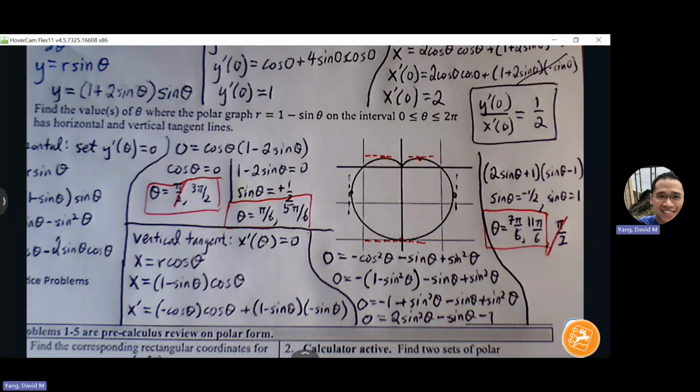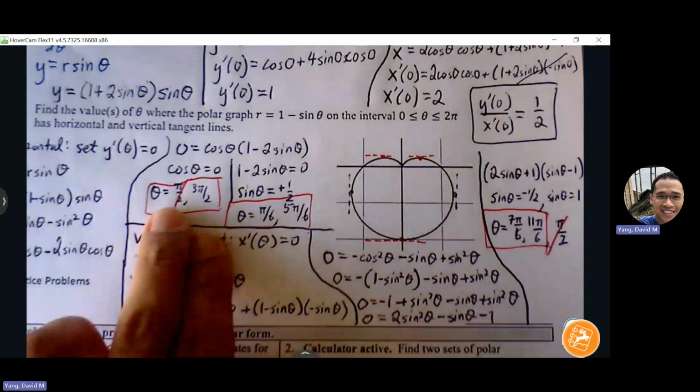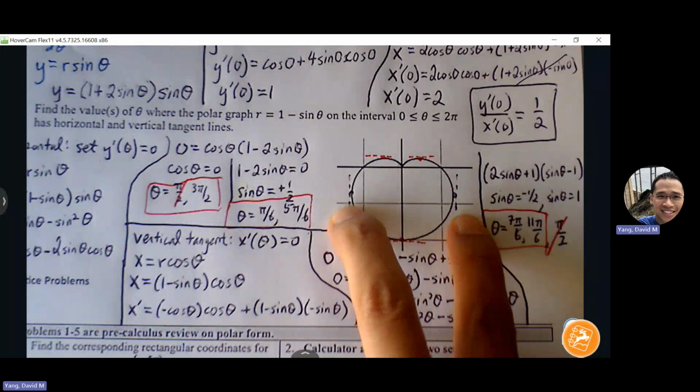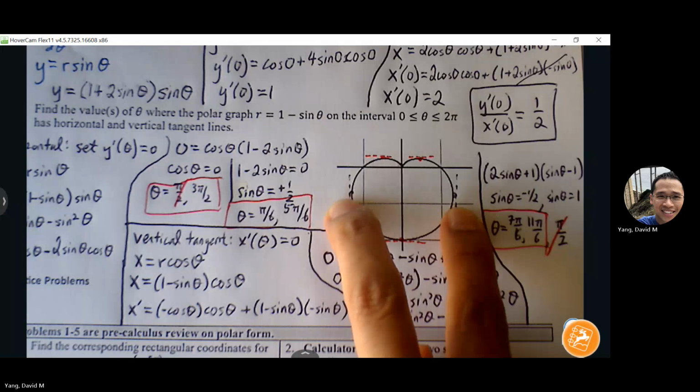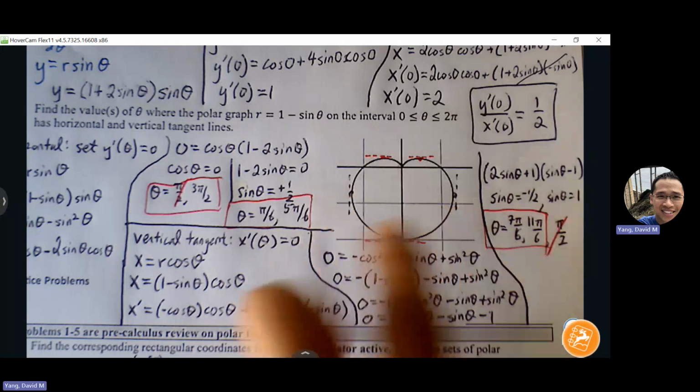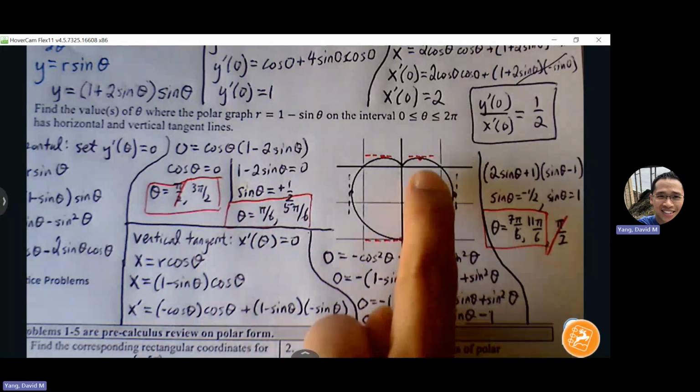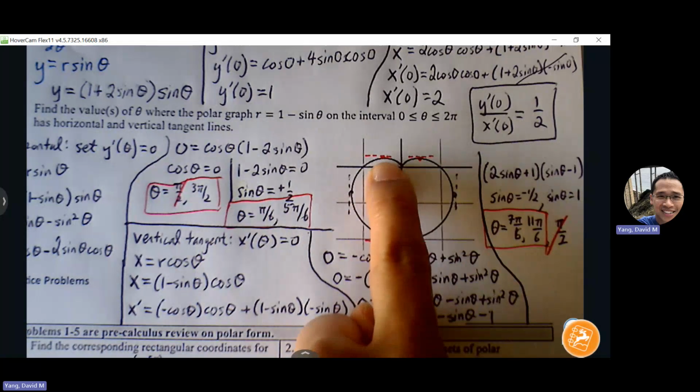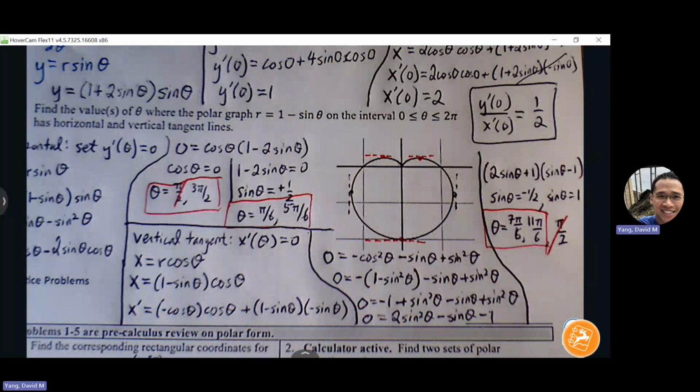Why isn't it pi over 2 and I think pi over 6 for horizontal? I mean vertical. So for vertical, it's going to be 7 pi over 6 and 11 pi over 6. And then for horizontal, it's going to be 3 pi over 2, pi over 6, and 5 pi over 6. Yeah, why did you leave out some solutions?